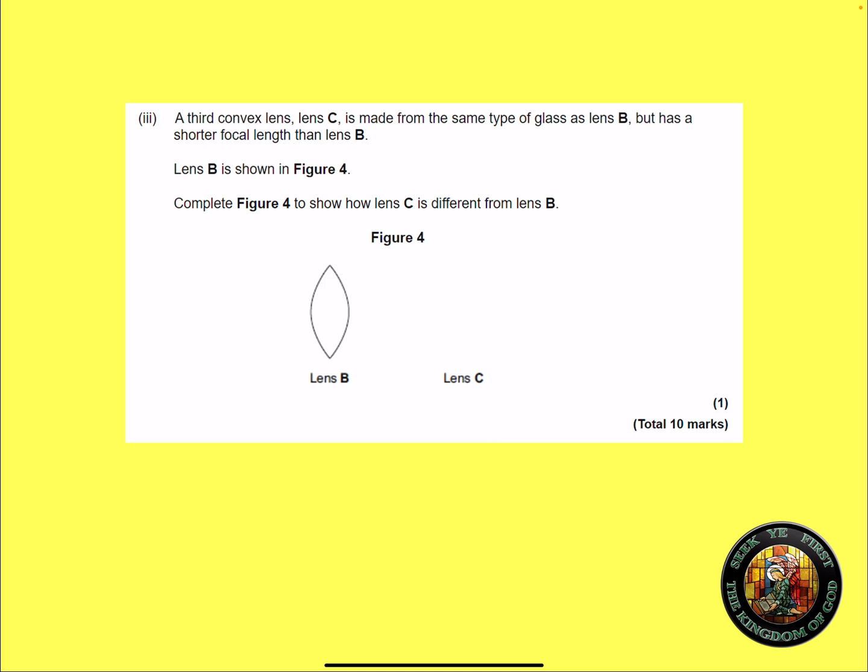Here's another question. A third convex lens, lens C, is made from the same type of glass as lens B, but has a shorter focal length than lens B. Lens B is shown in figure 4. Complete figure 4 to show how lens C is different from lens B. 1 mark.